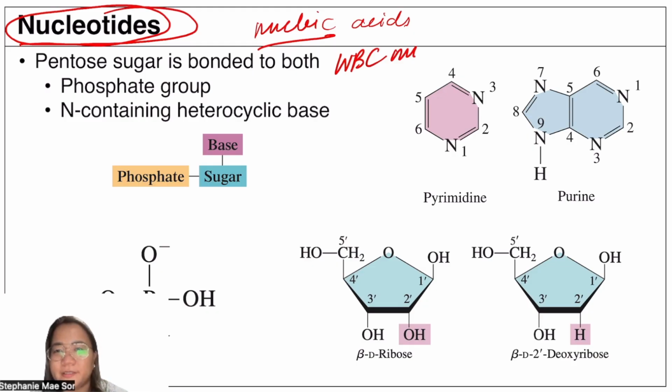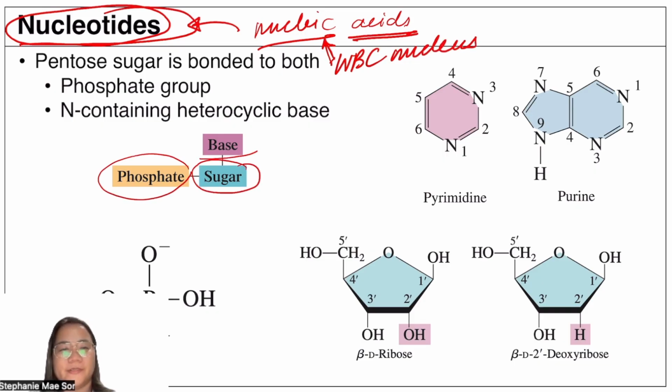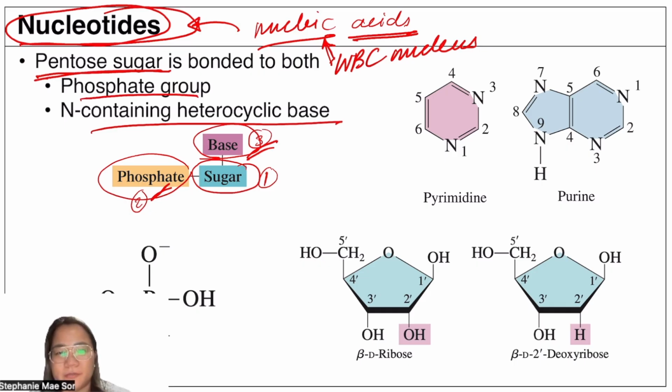So, yung nucleotides natin rather, yung building blocks, are actually made up of three components. You have a pentose sugar, you have a phosphate, and you have a base. So, yun yung tandaan yung three parts of your nucleotides. You have a pentose sugar, you have a phosphate, and you have a base. So, tandaan nyo that the pentose sugar is the one that your phosphate and base is bonded to. So, the pentose sugar is bonded to both the phosphate group and the nitrogen-containing heterocyclic base. So, nitrogen-containing heterocyclic base or your nitrogenous bases.